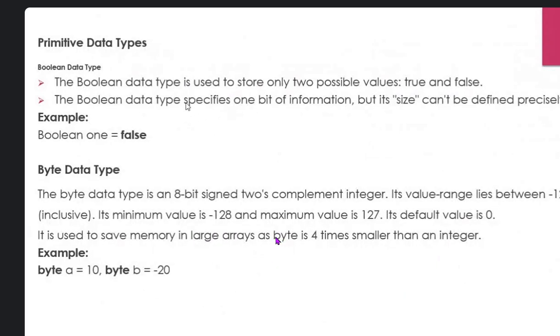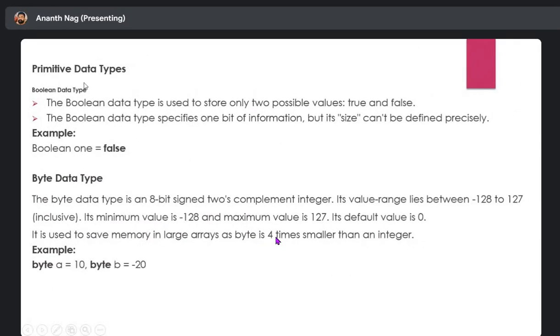And coming to the explanation of each type, first the primitive data types. We have the Boolean data type. The Boolean data type is used to store only two possible values, that is true or false. The Boolean data type specifies one bit of information, but its size can be defined precisely. The example is boolean b1 = false.